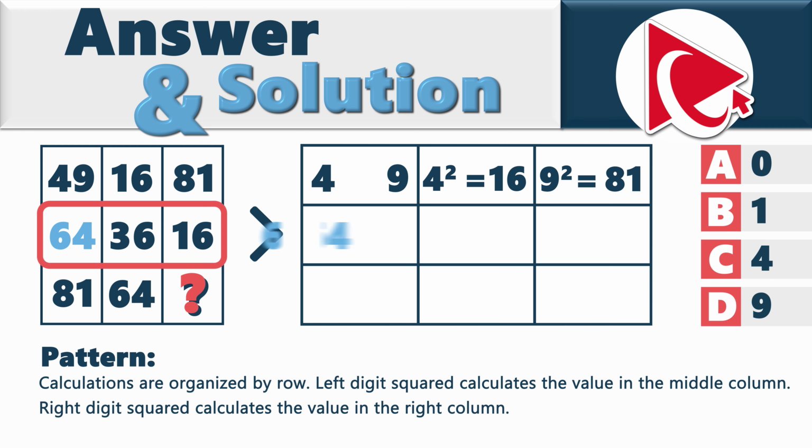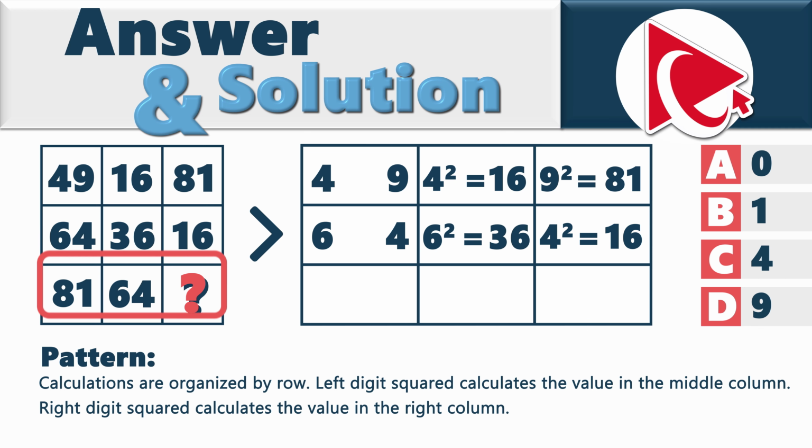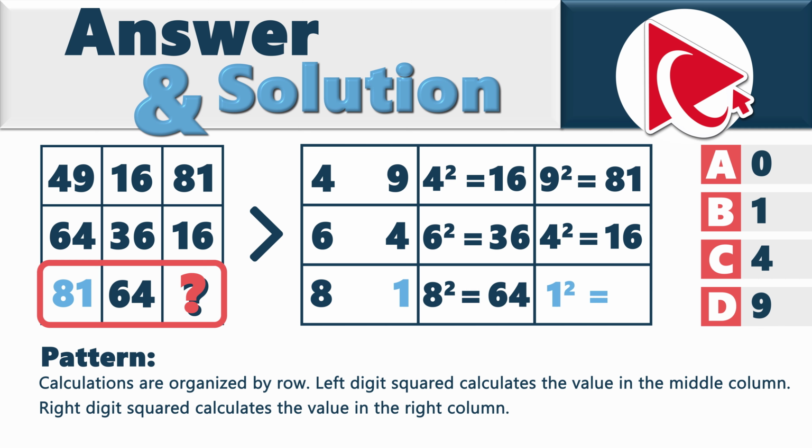Same way we do calculations in the middle row. 6 squared equals 36 and 4 squared equals 16. Using the values in the bottom row, we can calculate the missing number. 8 squared equals 64 and 1 squared equals 1. So the correct answer here is choice B, 1.